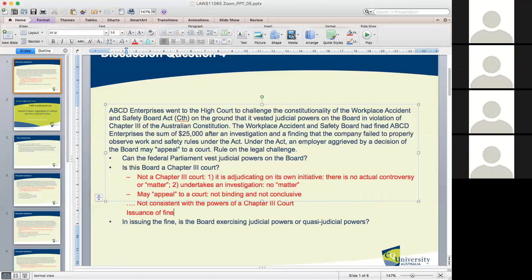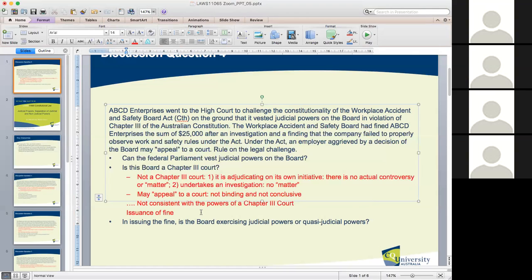What do you think? Doesn't that mean that therefore it's exercising a judicial power? The question really is that the power to issue a fine, is that power judicial or non-judicial? Or differently stated, is it only courts that can issue fines? So in other words, is the power to issue fines exclusively a power that belongs to Chapter 3 courts?